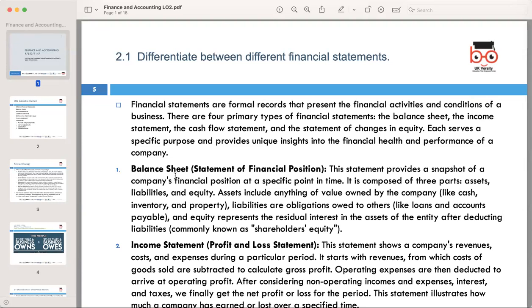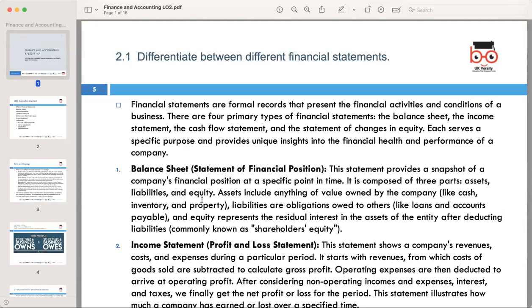Assets are anything of value that the company owns, such as cash, inventory, property. The second thing is liabilities. Liabilities are the company's obligations or debts to others, like loans, accounts payable, etc. The last one is equity, which represents the residual interest in the assets of the company after deducting liabilities, often referred to as stakeholder equity.